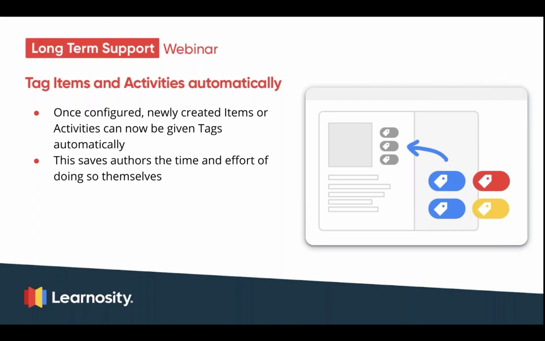In this case, where, for instance, you're always initializing the item editor in such a way that you always want to tag it as subject math because that creator can only make math content, you can configure the API to do that automatically for you.